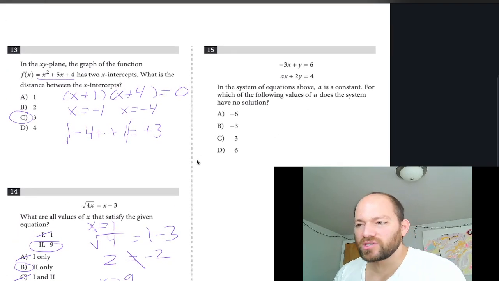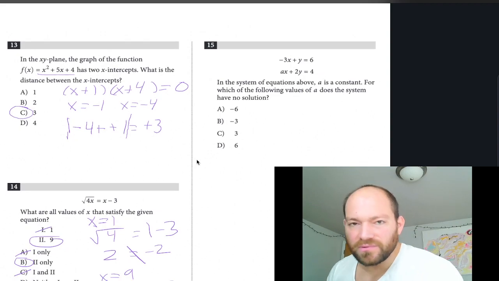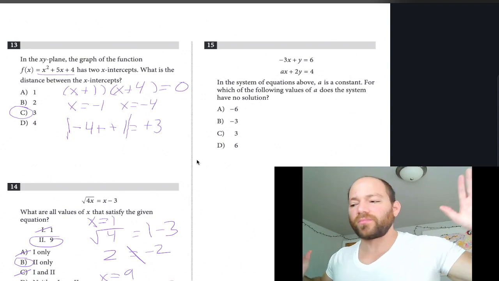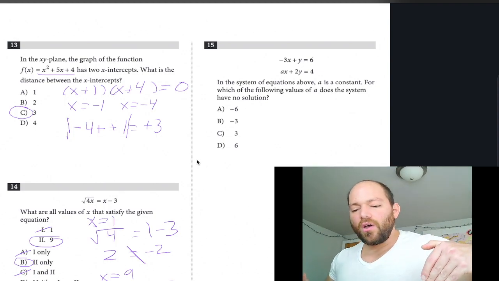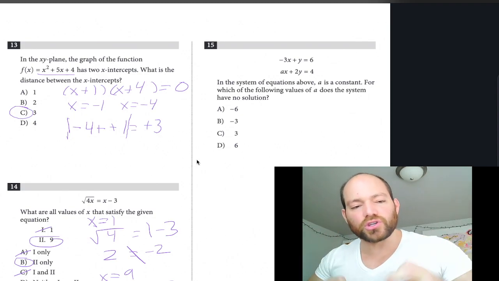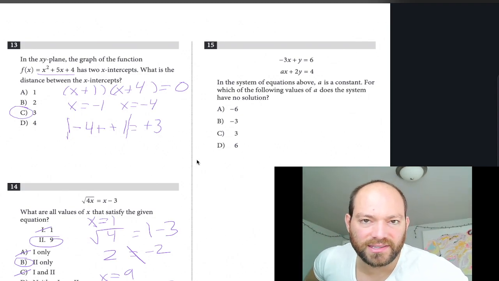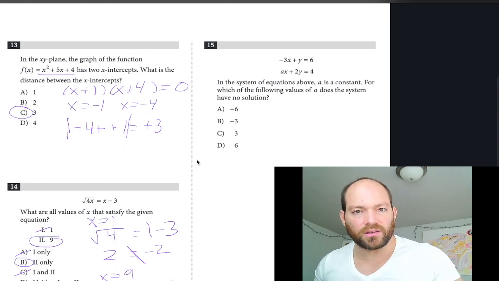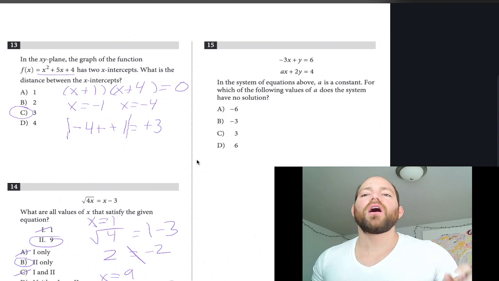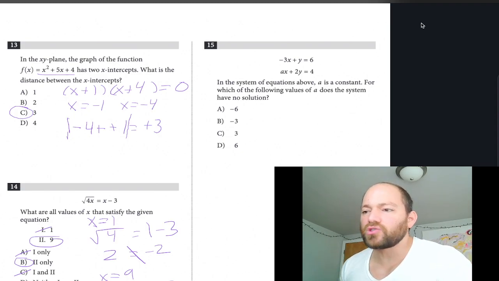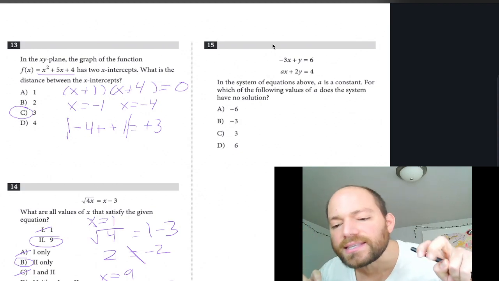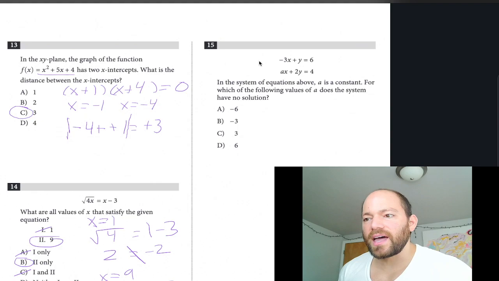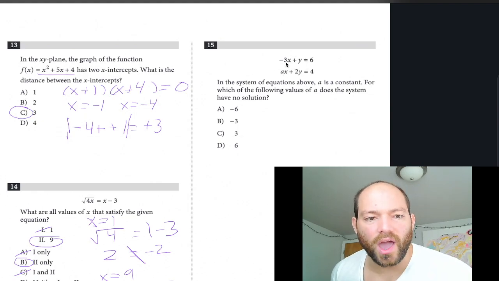Okay, 15. In the system of equations above, A is a constant. For which of the following values of A does the system have no solution? We see the phrase no solution show up in a couple different ways on this test. Sometimes it shows up when they give you a single equation, and that's one scenario. Other times it shows up when there is a system of equations, as they like to say. Now, what does that mean? To have a system of equations with no solution?